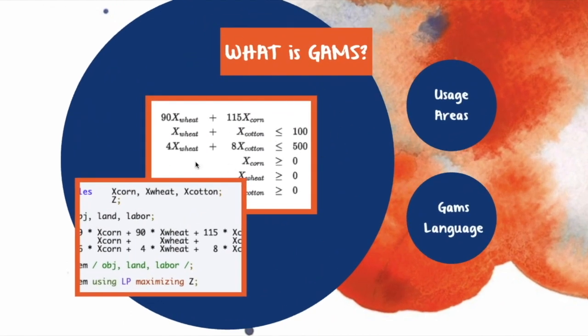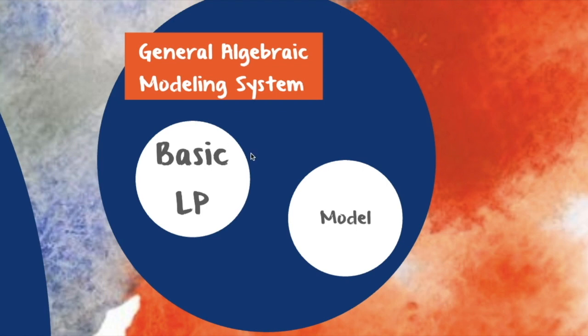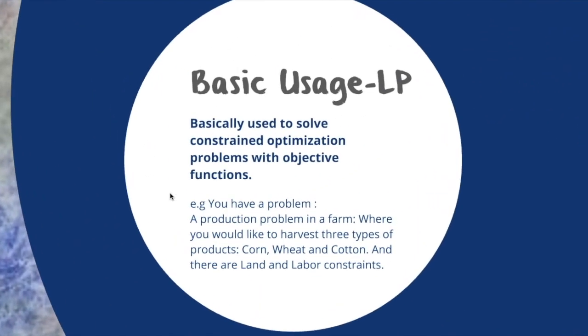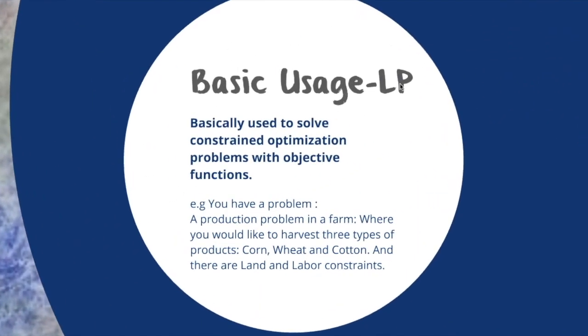Gams is the tool that we are using in order to solve this kind of optimization model by converting it. Gams stands for General Algebraic Modeling System and is used for solving linear programs or nonlinear problems. In this lecture we are focusing only on linear problems, which are basically used to solve constrained optimization problems with objective functions.